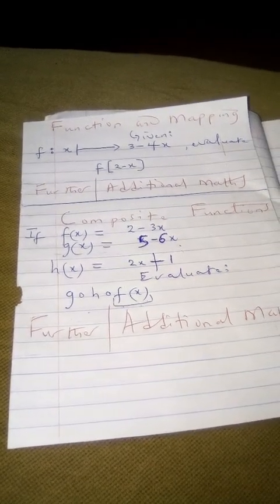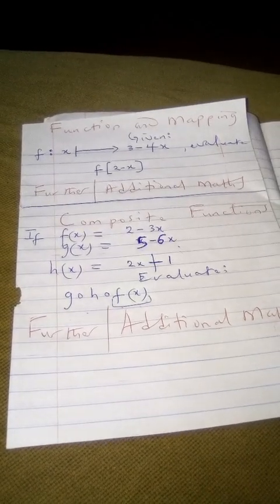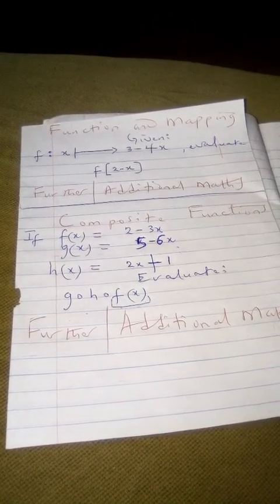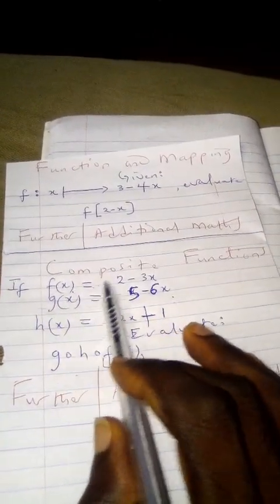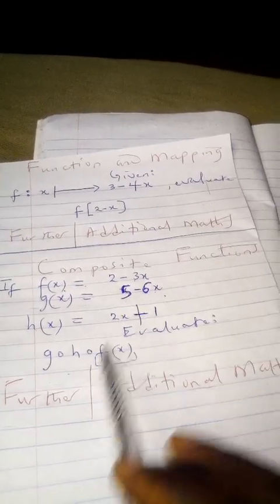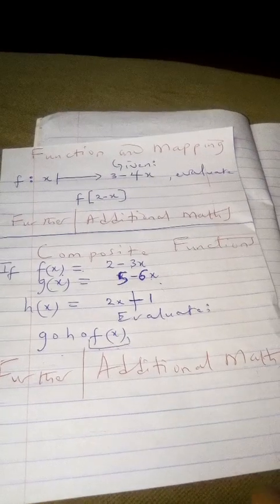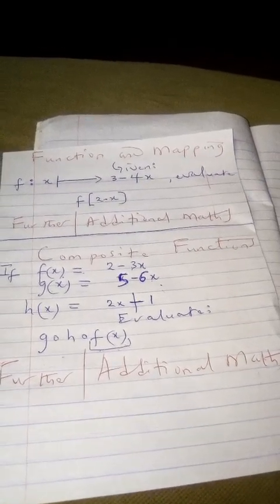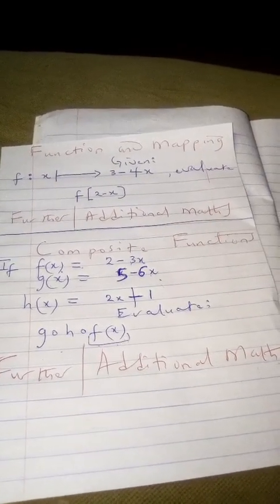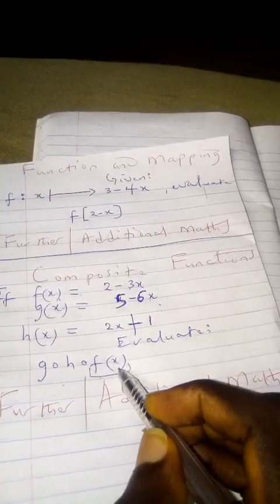For those doing further maths or additional maths in school, today I would like to discuss a question on composite functions. The question's on the screen. If f of x equals this, g of x equals this, h of x equals this, evaluate g naught h naught f of x. Now, to solve a question like this, the first thing you look at is the letter x.